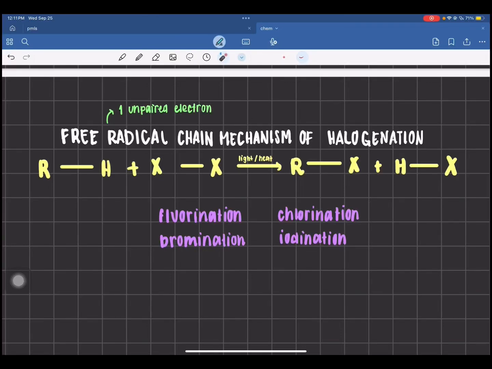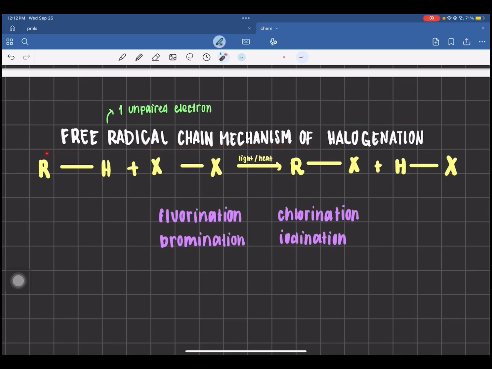So let's talk about the free radical chain mechanism of halogenation. Halogenation just means pag-substitute into a halogen. So fluorine, chlorine, bromine, iodine. Kapag naging ganun yung hydrogen mo, it's called halogenation. So special tong halogenation na to kasi it has a free radical chain mechanism.